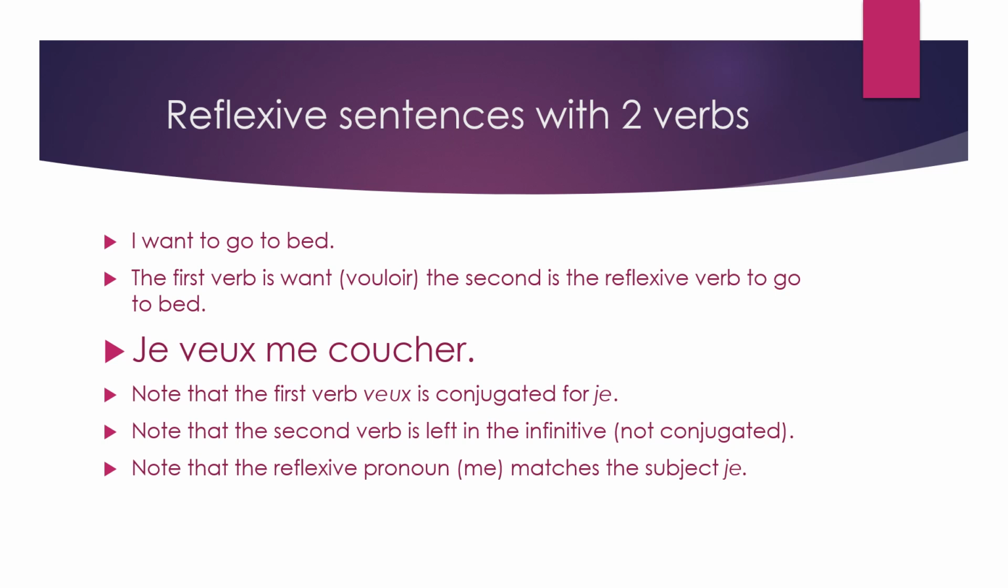You would conjugate the first verb, vouloir, which would conjugate to veut. The second verb, coucher, you would leave in the infinitive because it is to go to bed, right? And you already know this from when we've done this before, that you only conjugate the first verb, not the second. And then the only difference is that you're going to have the reflexive pronoun me, which matches je, okay?